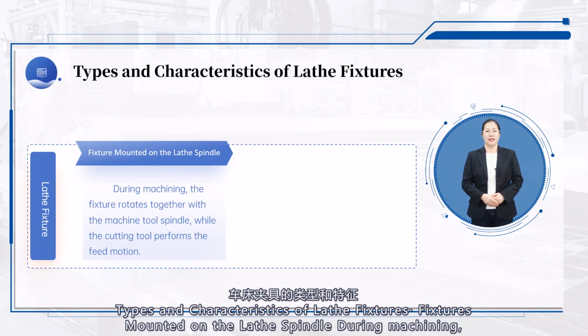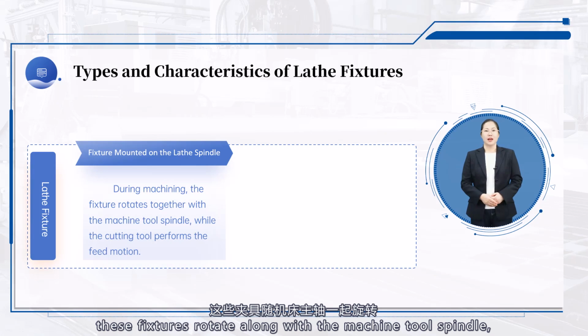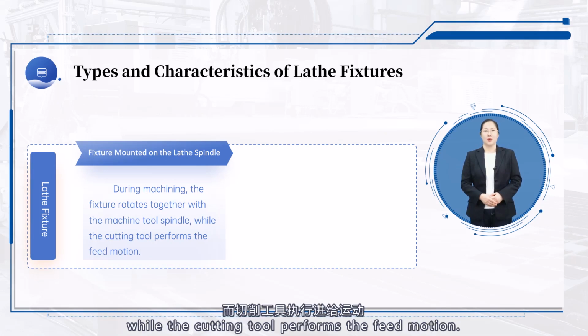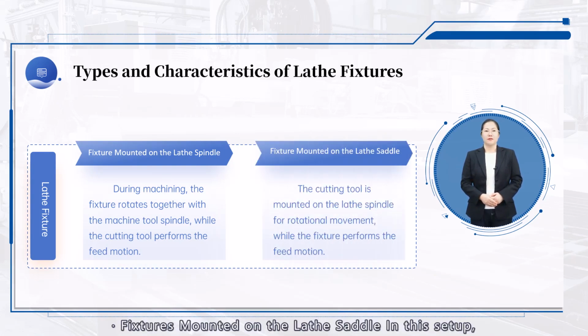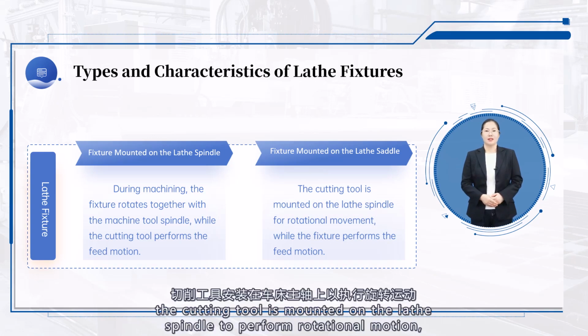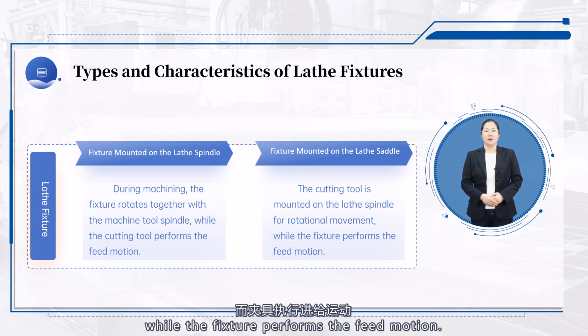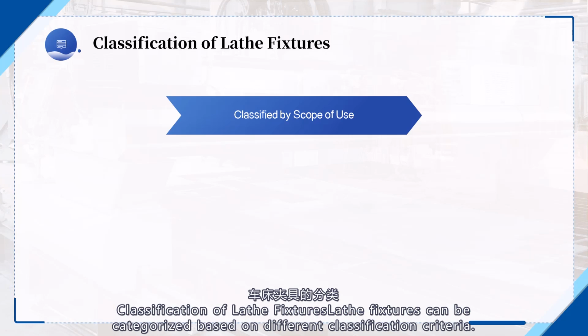Fixtures mounted on the lathe spindle. During machining, these fixtures rotate along with the machine tool spindle, while the cutting tool performs the feed motion. Fixtures mounted on the lathe saddle. In this setup, the cutting tool is mounted on the lathe spindle to perform rotational motion, while the fixture performs the feed motion. Classification of lathe fixtures can be categorized based on different classification criteria.